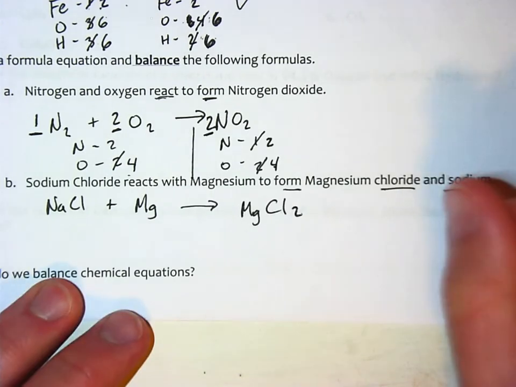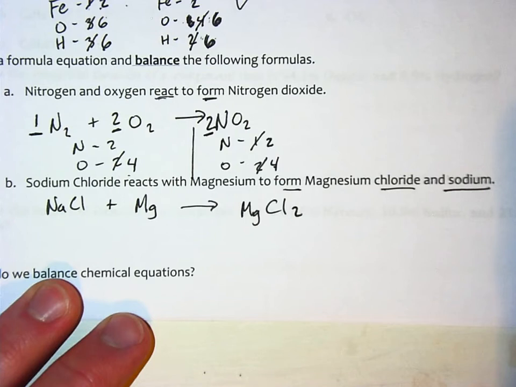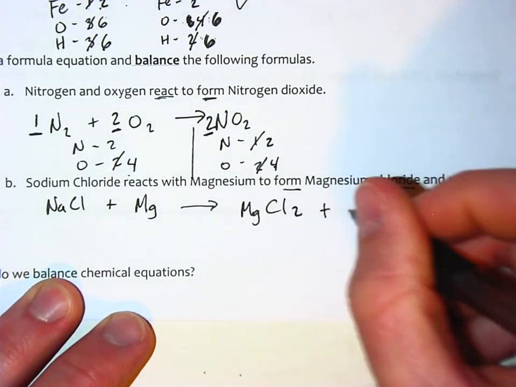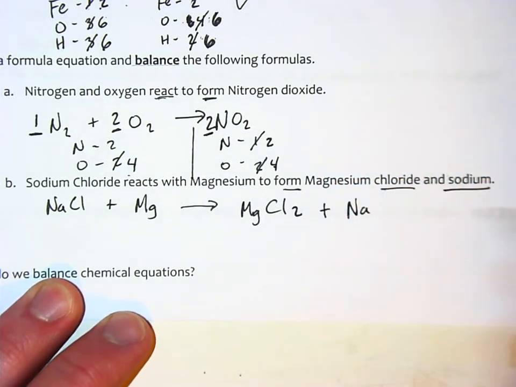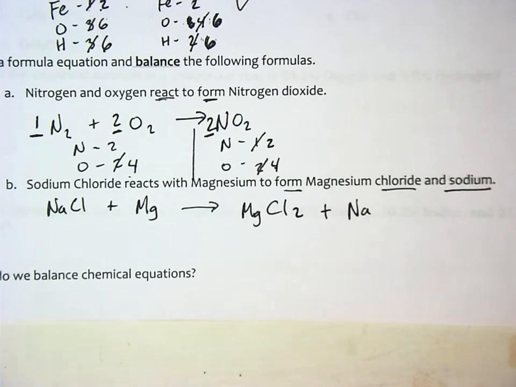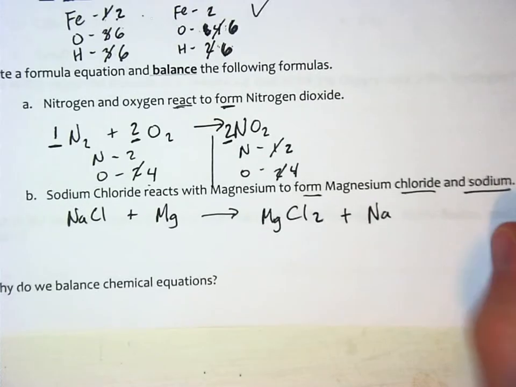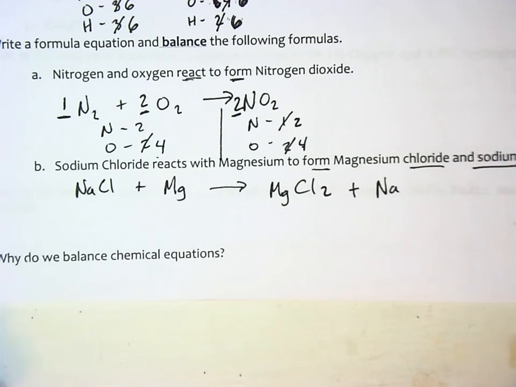Okay, and then it says and sodium. So plus sodium, which is Na. Sodium is not a diatomic molecule, so it can't exist by itself. All right, so that's how we get this equation here. Now what I'm going to have to do is go ahead and balance this equation.